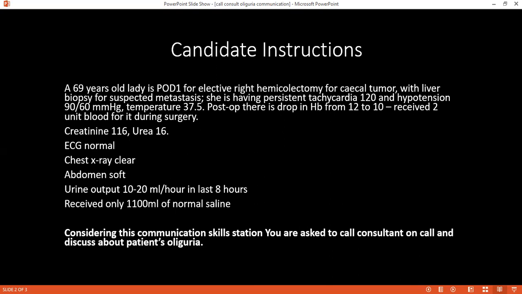Okay, please tell me, what do you think is the cause of this problem in this patient? Yes, I think the patient is dehydrated. She hasn't received enough fluid in the last 24 hours.